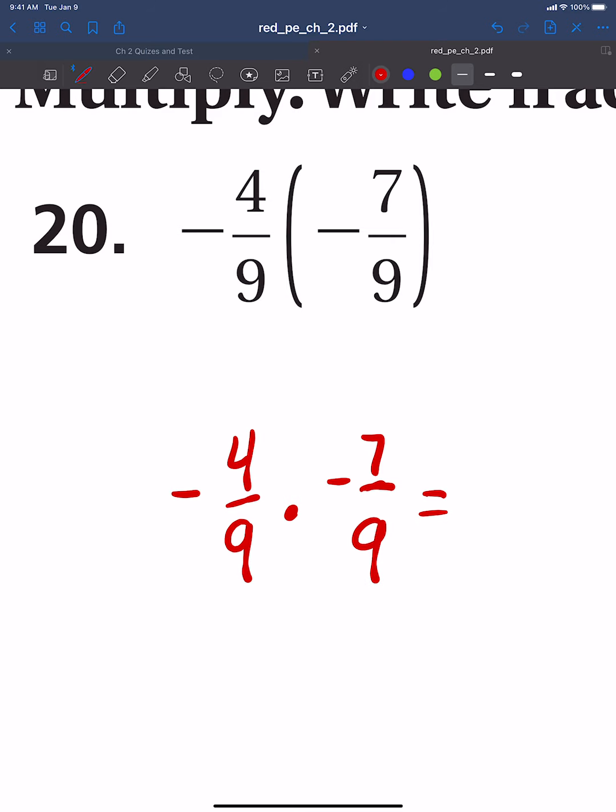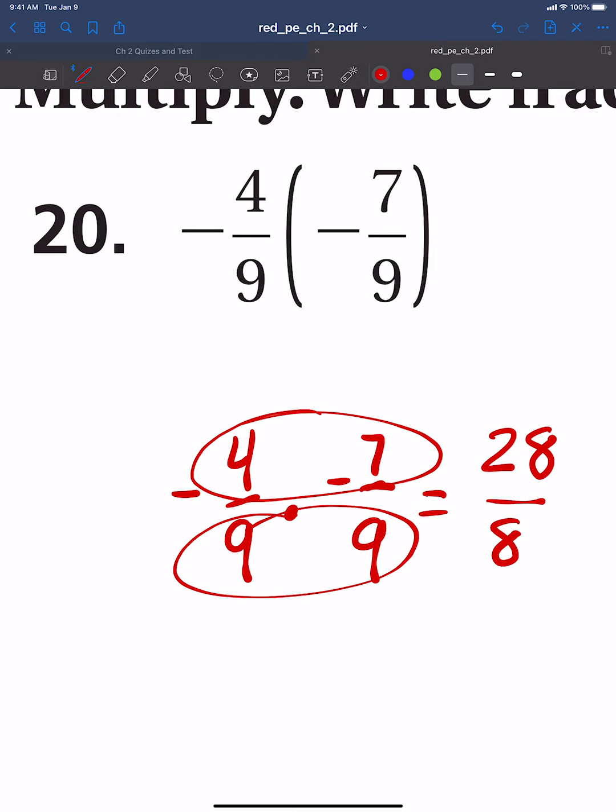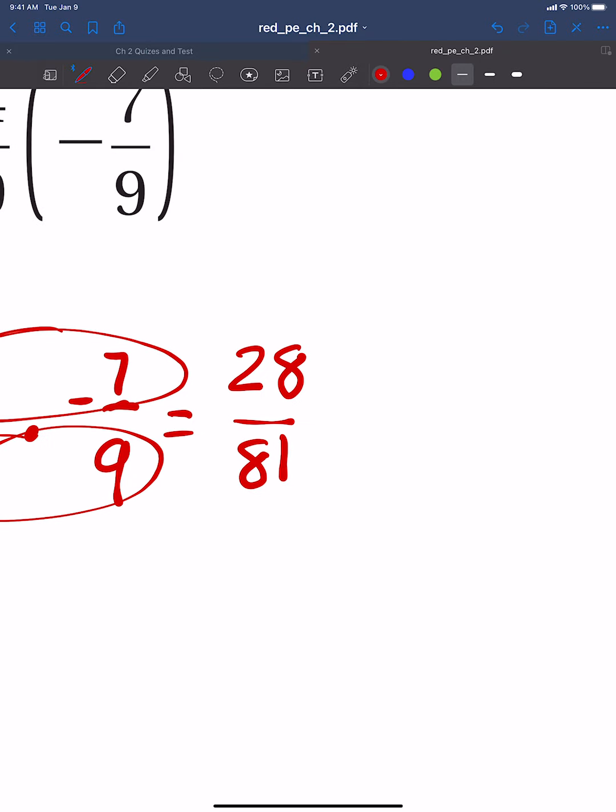Without even doing the math, will my answer be positive or negative? Positive, because 2 negatives make a positive. Good. So I can ignore my negatives. Agreed? What's 7 times 4? 28. What's 9 times 9? 81. Can I reduce? Yes. Take out a 9.